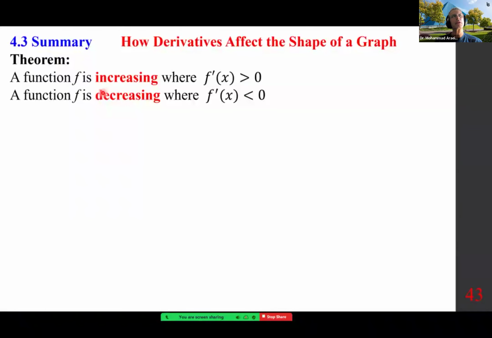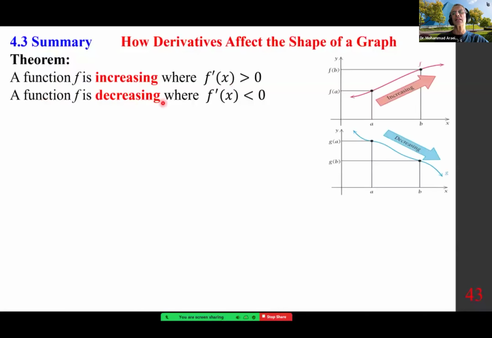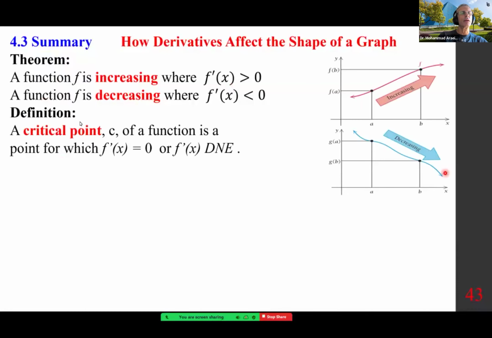So here's the summary of how derivatives affect the shape of a graph. A function is increasing where f prime is positive. A function is decreasing where f prime is negative. So if you look at this one, it looks like a line with a positive slope, and this one looks almost like a line with a negative slope.